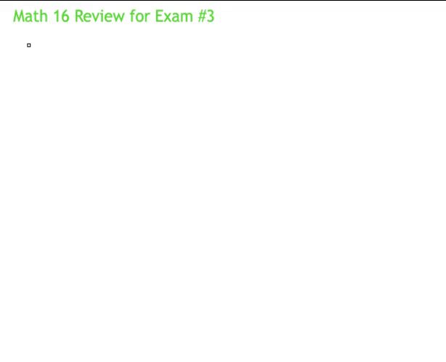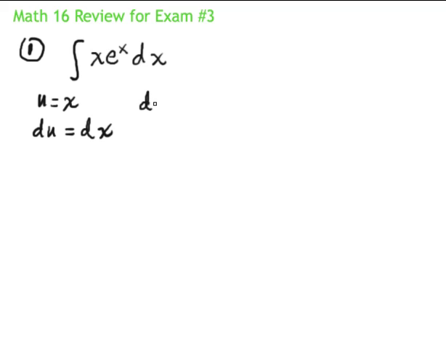Okay, we're starting with some integration by parts. The first one is the integral of x e to the x dx. This is a typical integration by parts, and we put u equal to x, du is equal to dx, and we'll put dv equal e to the x dx. Remember, dv has to be something that we can integrate. So we can integrate this, and we get the integral of e to the x is e to the x.